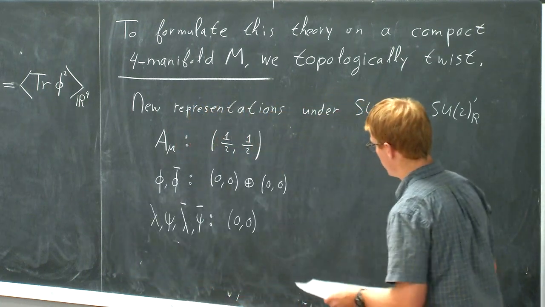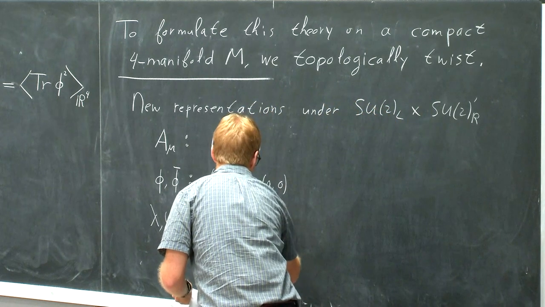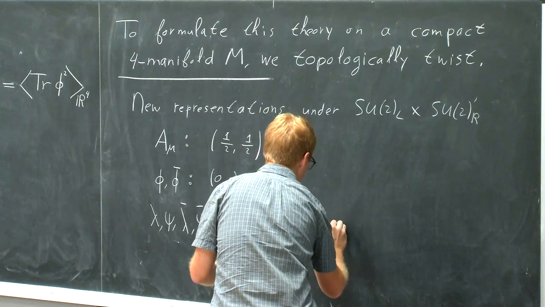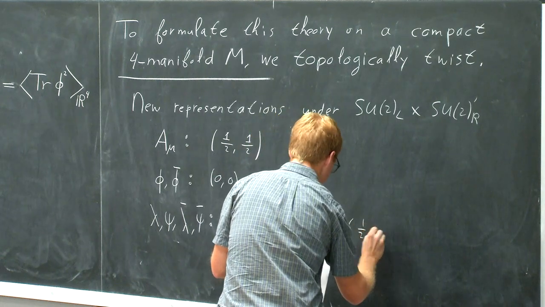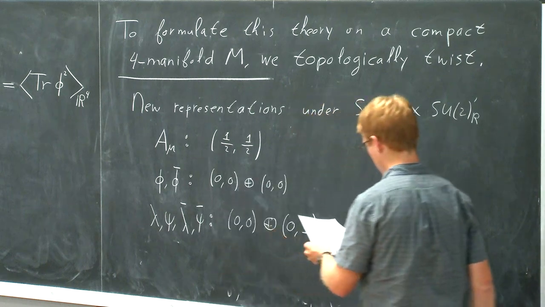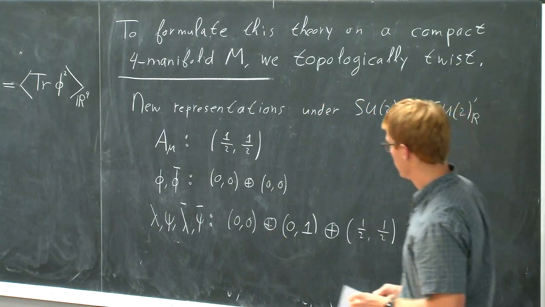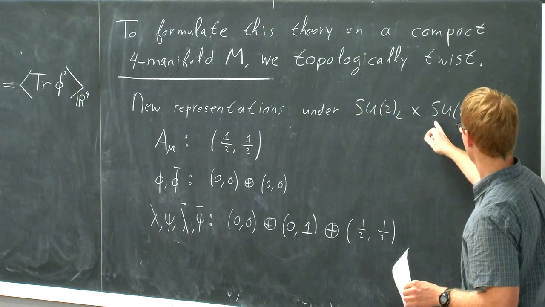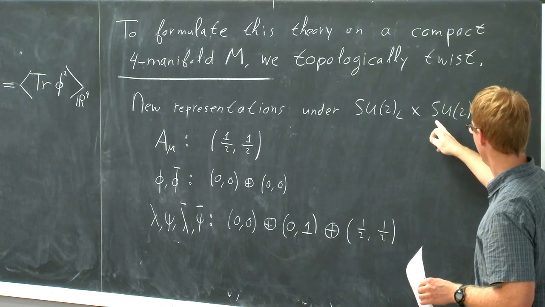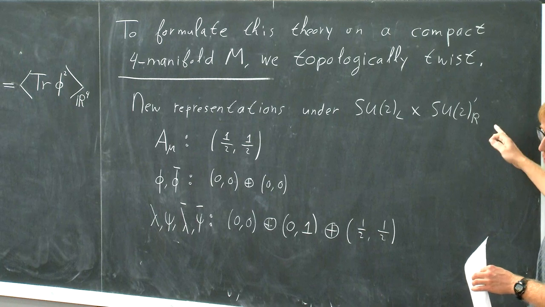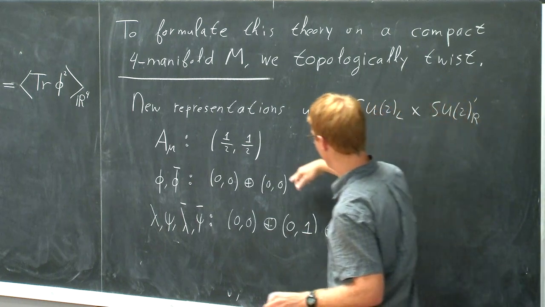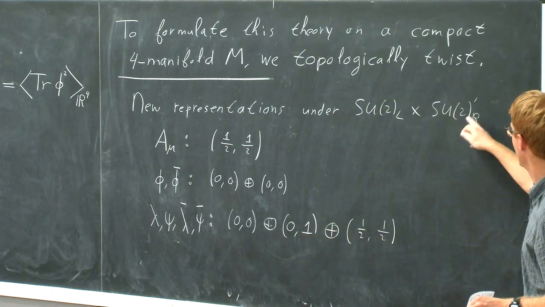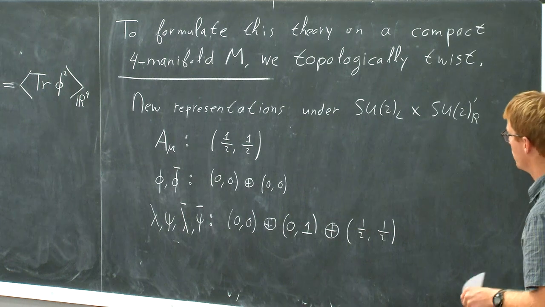One is the trivial representation, and a three-dimensional representation, and a four-dimensional representation. Okay, so basically you take the diagonal of the previous SU2R group and the SU2I, and then if you look at the representations, you find this new representation for this SU2R prime, which is the diagonal of these previous two groups.